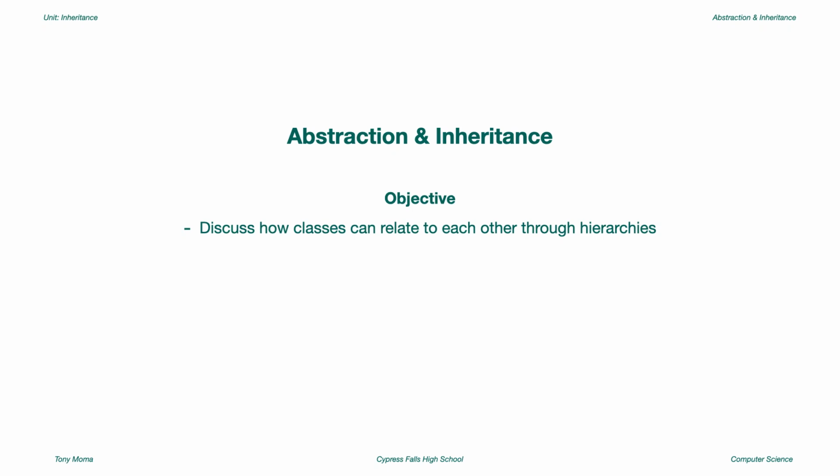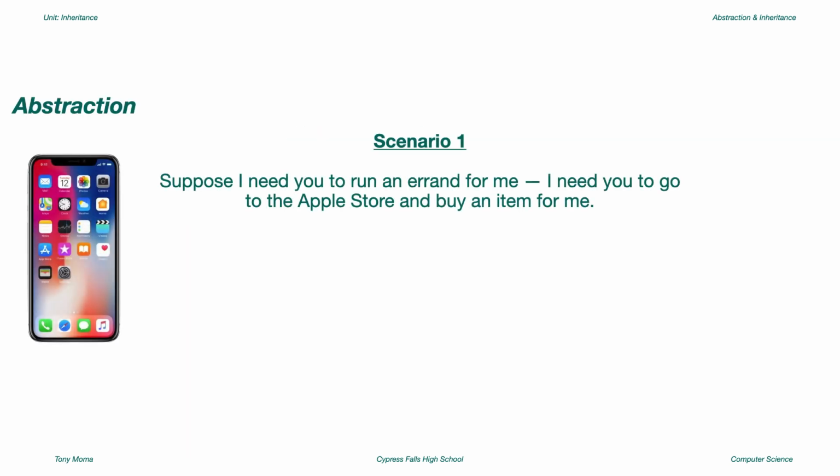Abstraction and Inheritance. In this video, we will discuss how classes can relate to each other through hierarchies. Abstraction. Scenario 1. Suppose I need you to run an errand for me.